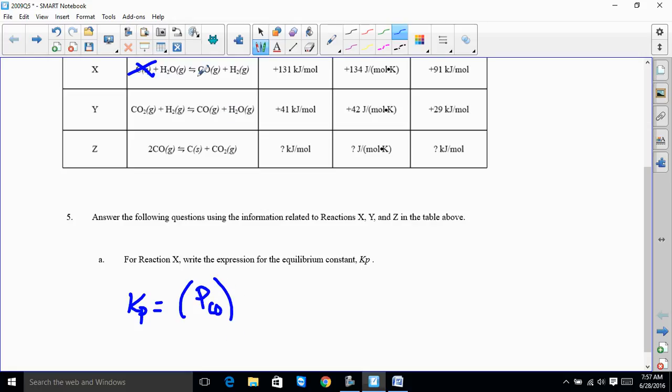And because there's a 1 here, there's no power. If you want to write down the 1, you can, but I think it's kind of redundant, times the pressure of the hydrogen gas. And again, there's an implied 1 here, so you can also put the implied 1 there. Carbon is a solid, it's not in there, and then it's the pressure of the water vapor. And again, that's a 1. And so that's a pretty easy question.